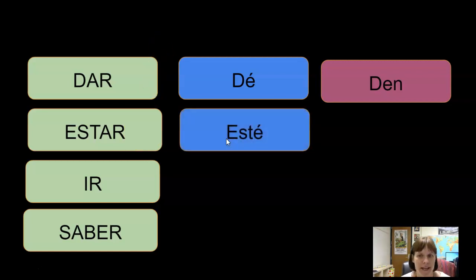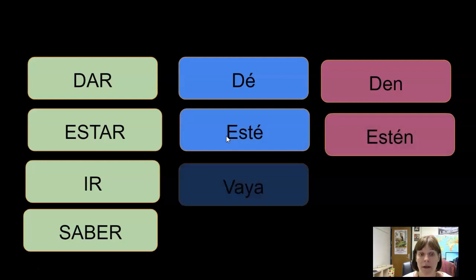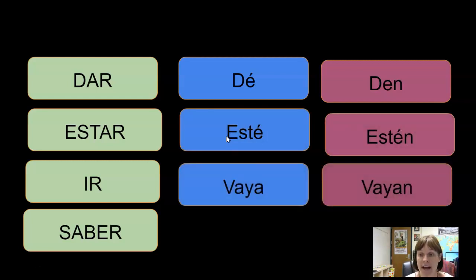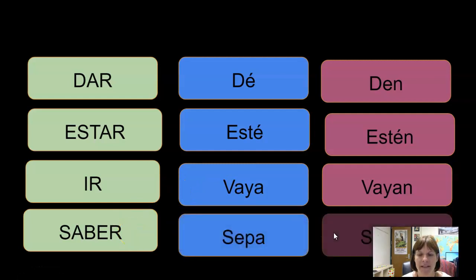Estar, esté, estén. Ir, vaya, vayan. Vaya rápido, go quickly. Vaya a la tienda, go to the store. Vaya a clase, go to class. Saber, sepa, sepan.